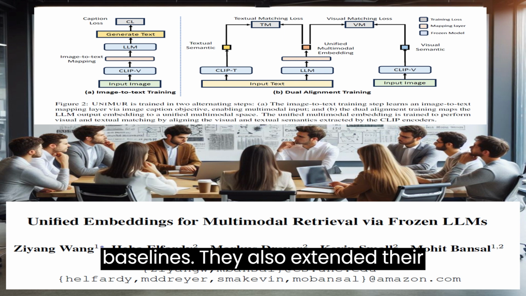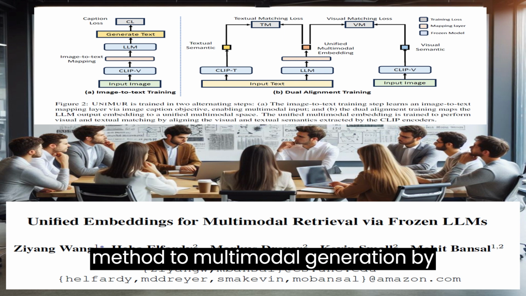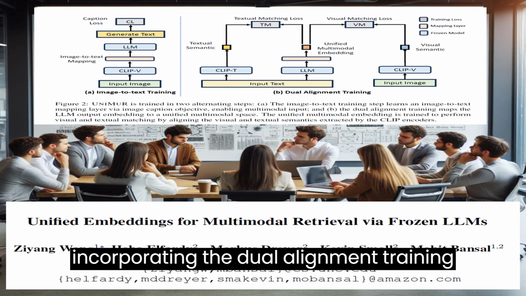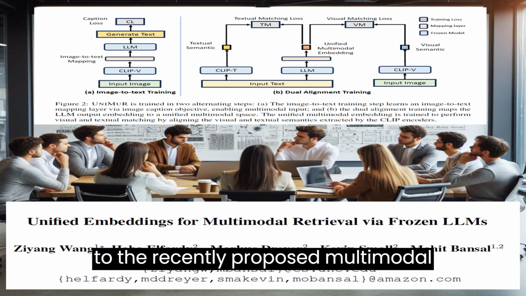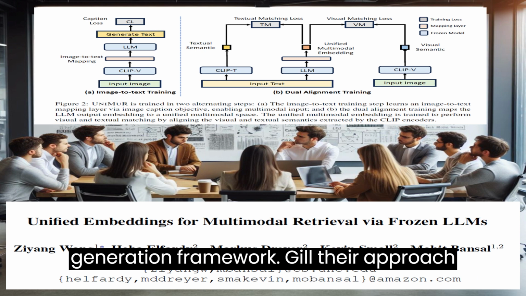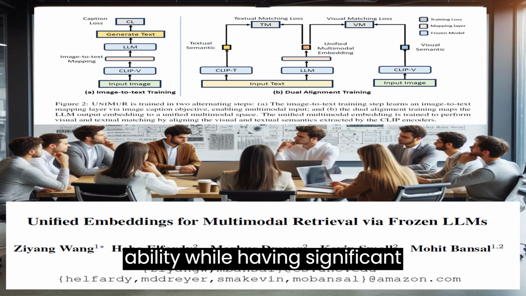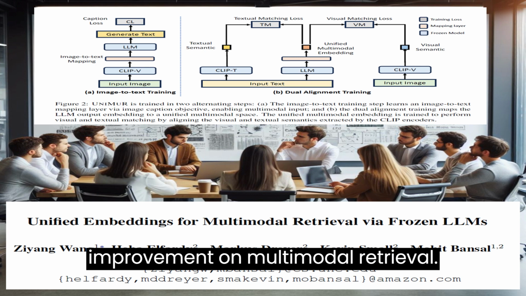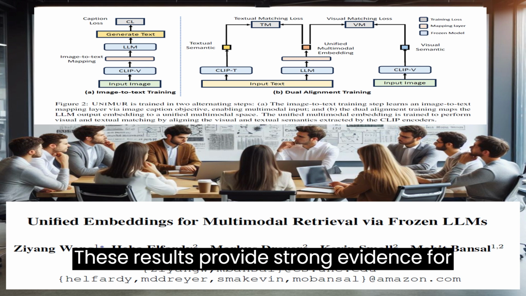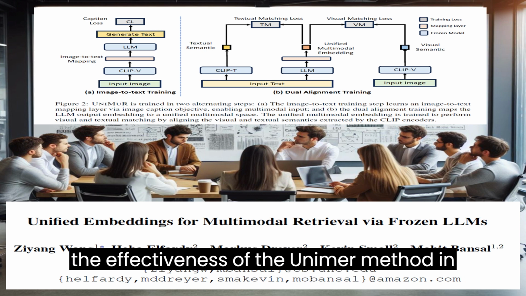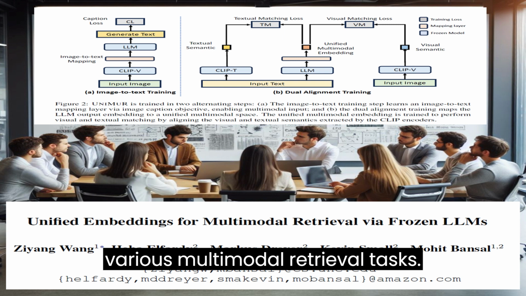They also extended their method to multimodal generation by incorporating the dual alignment training to the recently proposed multimodal generation framework GIL. Their approach retained strong multimodal generation ability while having significant improvement on multimodal retrieval. These results provide strong evidence for the effectiveness of the UNIMR method in various multimodal retrieval tasks.